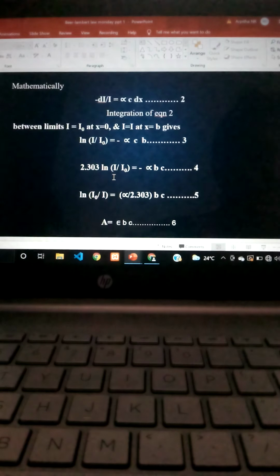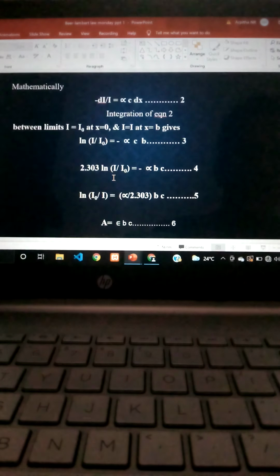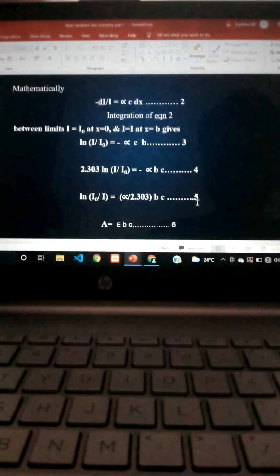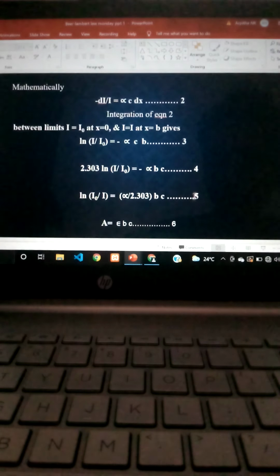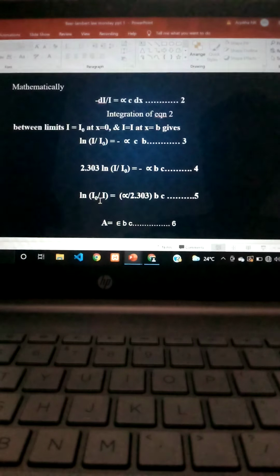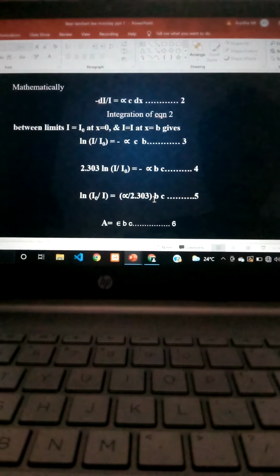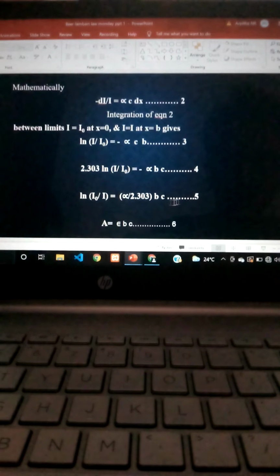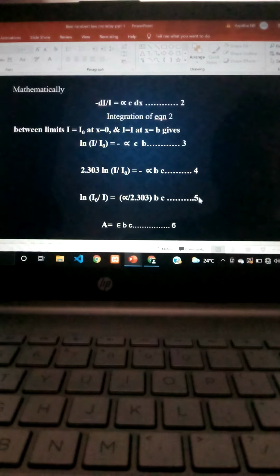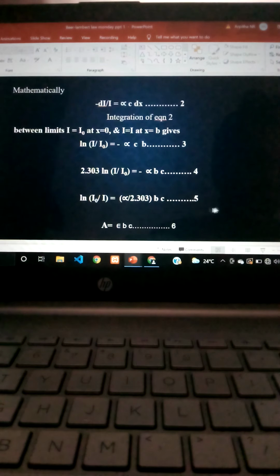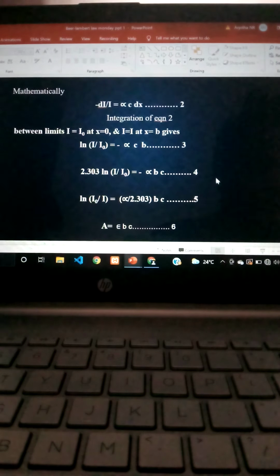Then rearrange equation 4. On rearranging equation 4, you will get equation 5. Equation 5 is written as log I naught by I is equal to alpha by 2.303 into b into c. Observe equation 5. You can observe certain changes. The minus sign is removed, and also log I by I naught is changed to log I naught by I. So this equation 5 is very important.